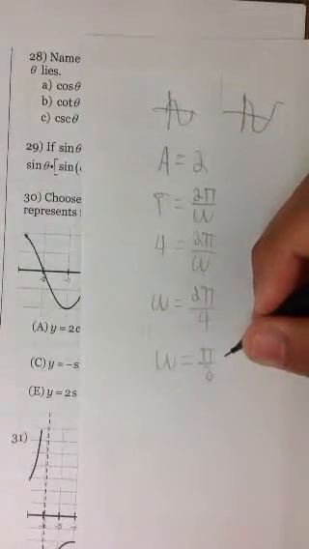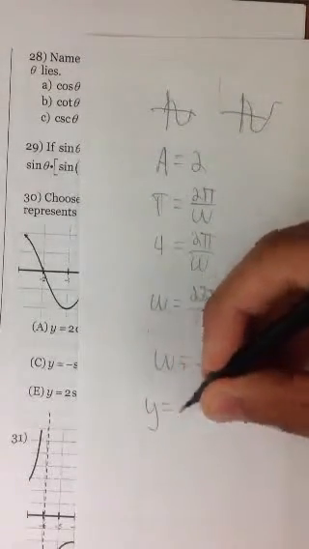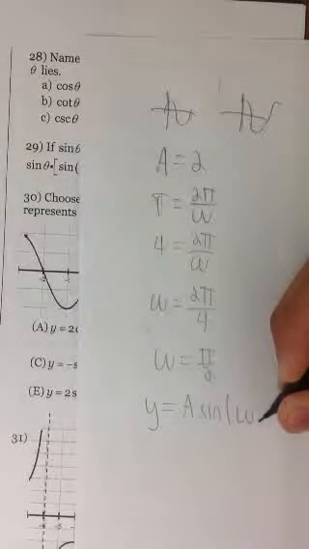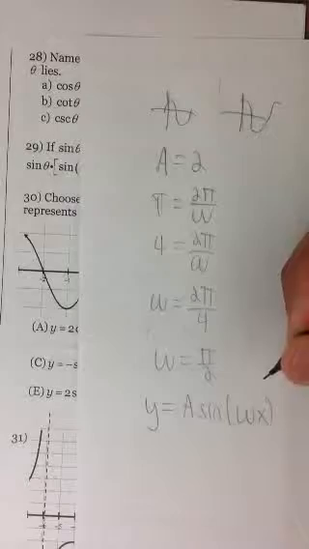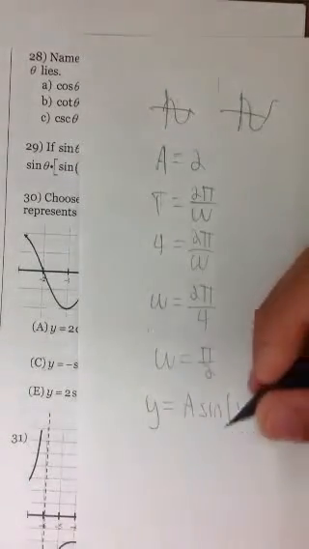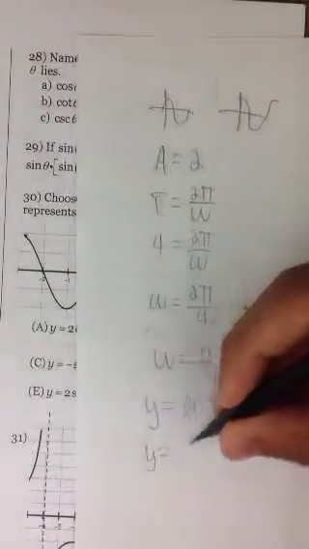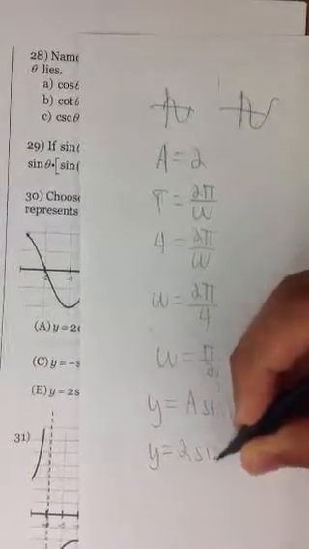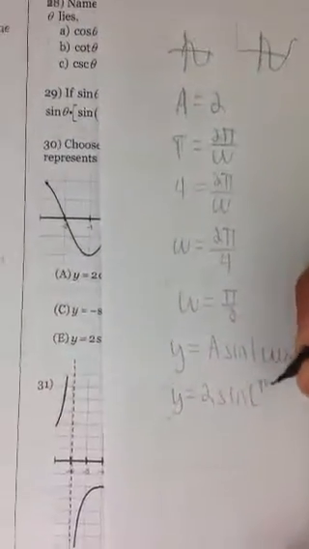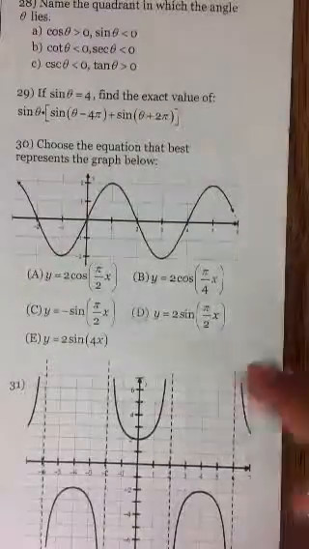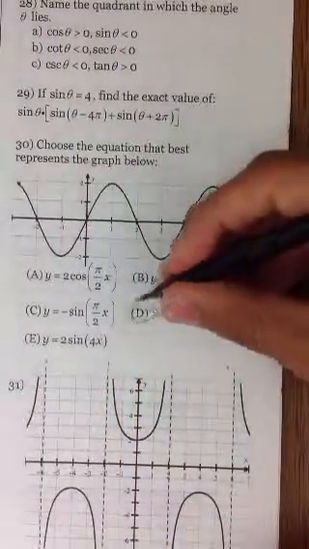Now the equation you would have would be y equals A sine, in parentheses, omega times x. And we know what A is, or the amplitude is, and we know what omega is. And that means y equals 2, I'm just plugging in right now, sine pi over 2 x. Now we just need to figure out which letter that is. And that one would be D, so that means number 30 equals D.